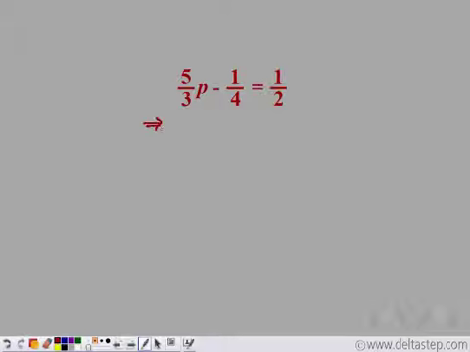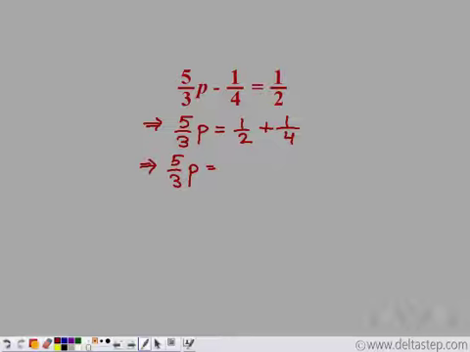So now on the left hand side we have 5 by 3p is equal to, on the right hand side we have half, and this negative 1 by 4 has been transposed. It becomes plus 1 by 4. Now let us add these two on the right hand side. So we get 5 by 3p is equal to half plus 1 by 4.